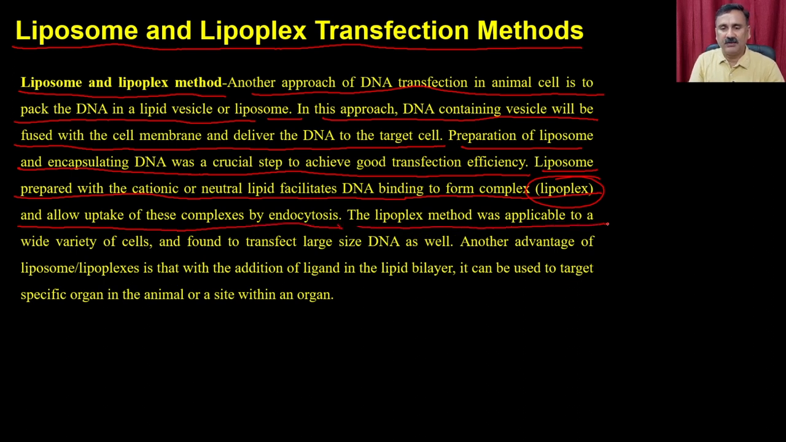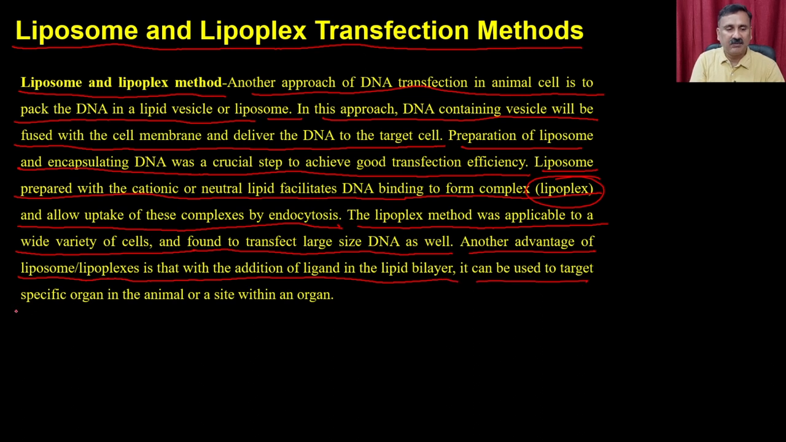The lipoplex method is applicable to a wide variety of cells and is found to transfect large-size DNA as well. Another advantage of liposomes or lipoplexes is that by adding a ligand in the lipid bilayer, it can be used to target a specific organ in the animal or a site within the organ. So in the liposome or lipoplex method, you are going to either use cationic lipids and make DNA-lipid complexes, or make liposomes and entrap the DNA in them. Once you prepare the liposome, it is going to fuse with the cells, and that's how it is going to deliver the DNA.